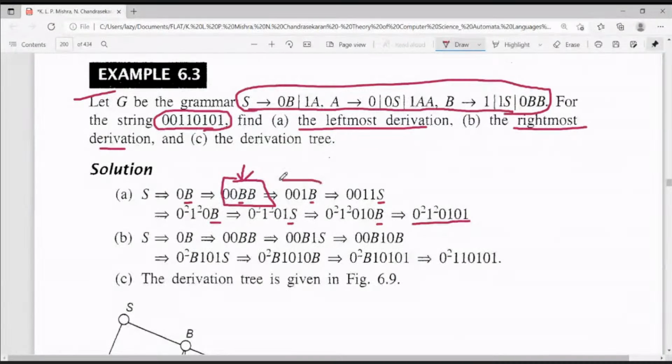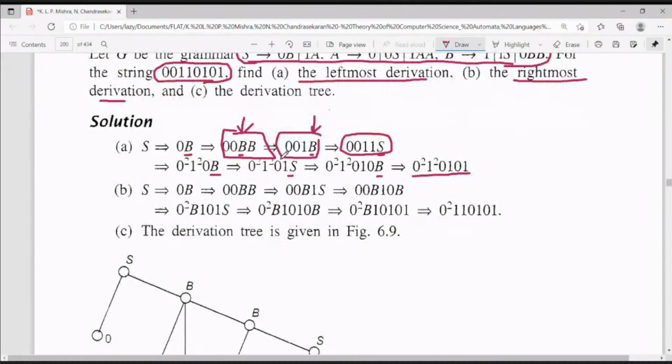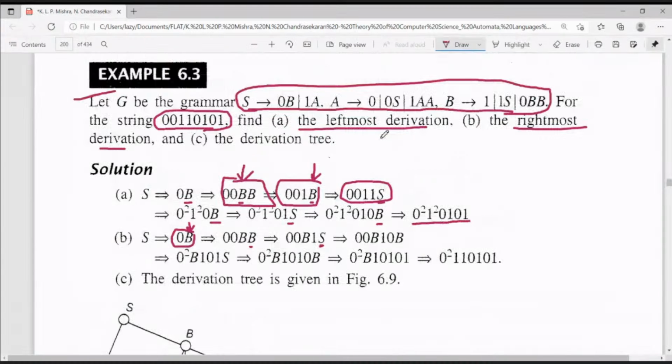In this case, this B is the leftmost because there are no other B's anymore. This is the leftmost as well as the rightmost, but here our concern is the leftmost, so we replace that. Likewise in this case also. So this is the leftmost and this is the rightmost. In this case also 0B is the leftmost as well as the rightmost, but here the purpose is to apply rightmost, so we apply rightmost. As you can see, in the step B is replaced by 1S. Rightmost. Next step, this S will be replaced by what?